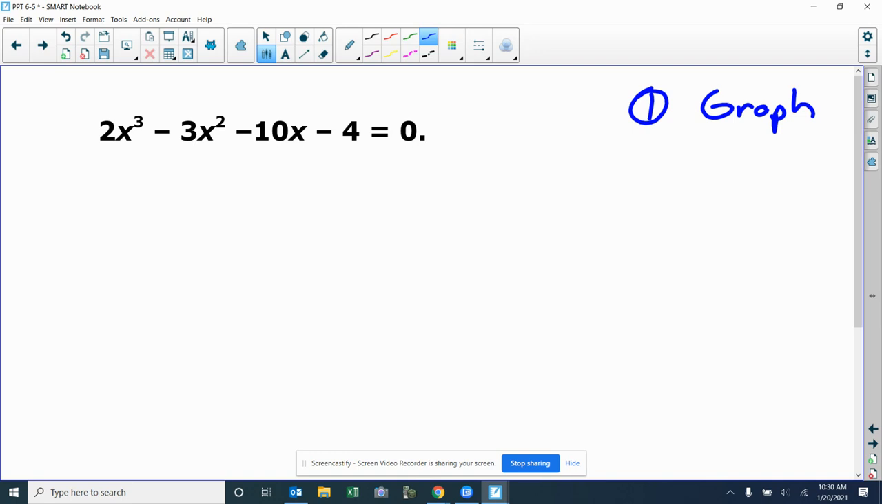How many times might it cross? No, at most 3, Logan. Why? Because the polynomial has a degree of 3. So we're looking for probably 3 roots. Everybody see them? Does it cross 3 times? Yeah. Okay. Step 2. We're going to list the possibilities.